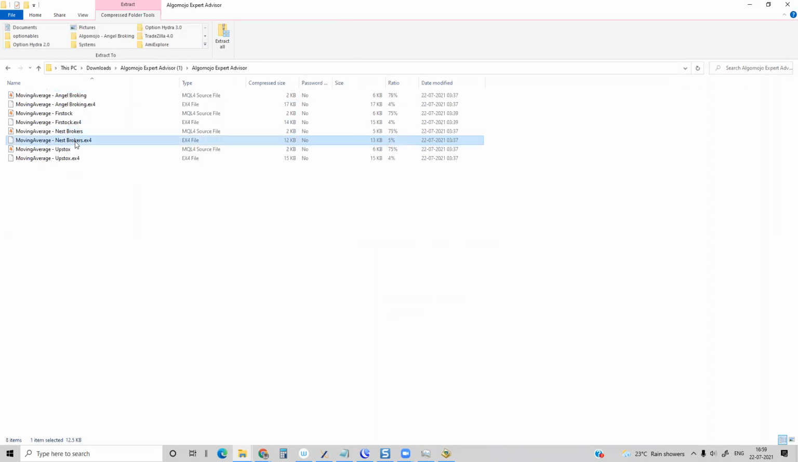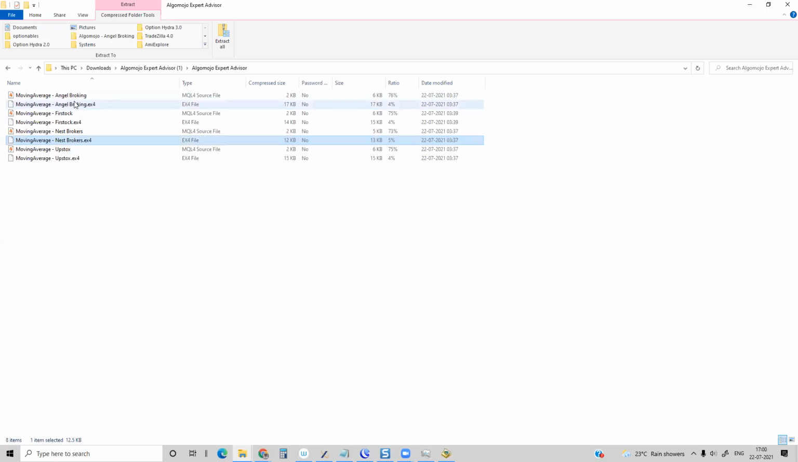Let me tell you which brokers are covered under NEST brokers: Alice Blue, Trade Gini, Zebu and Master Trust. They are covered under NEST-based brokers, and for all these brokers you can use the same environment to send orders. Upstox, Firstock and Angel Broking have a different structure, so different files have been provided to understand the codes. So you can use these codes.